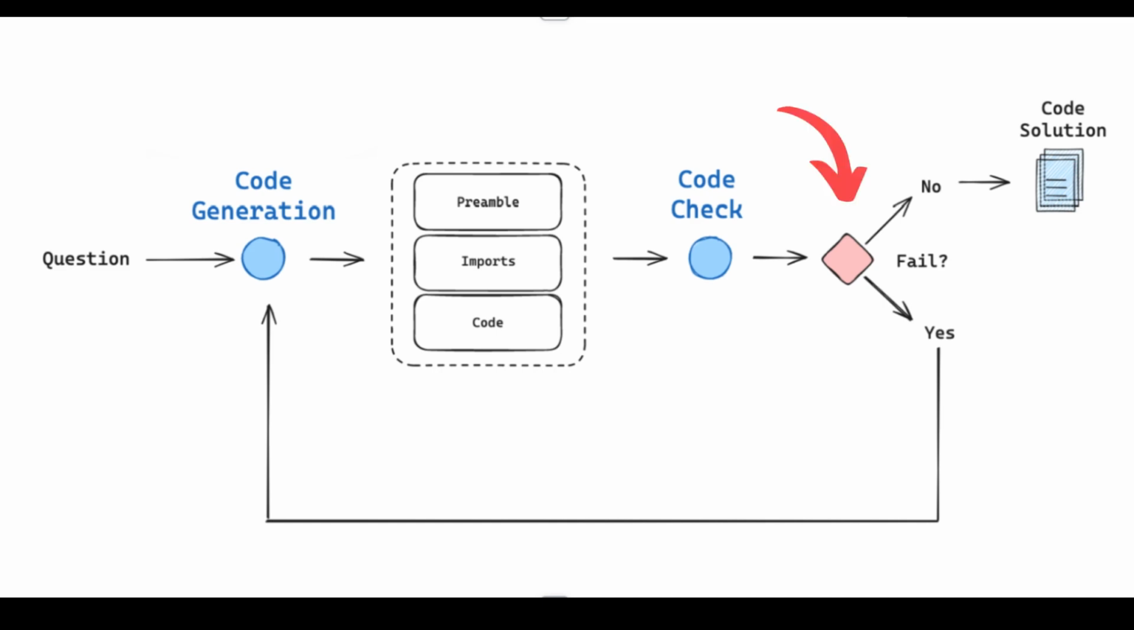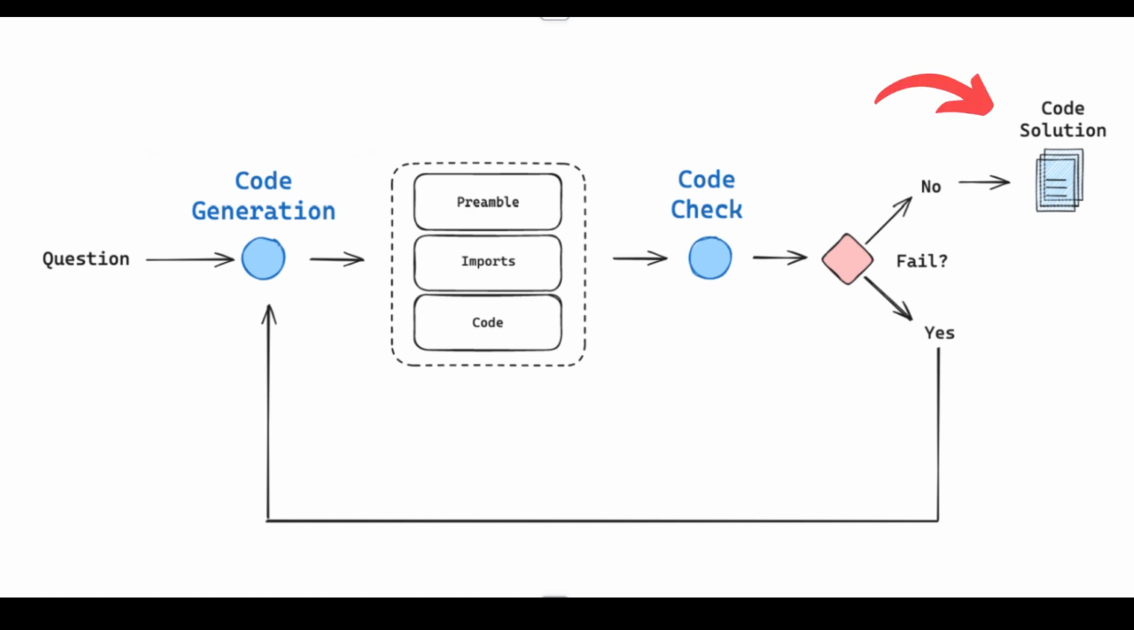Next is our decision point, or decision edge. This conditional edge is a crucial decision point. It basically asks, did the code fail? If no, the arrow leads directly to the code solution, or final working output. If yes, the arrow loops back to the code generation phase and allows the AI to learn from its mistakes and try again. The long arrow at the bottom, leading from yes back to the code generation, represents the iterative nature of our AI agent. It will keep refining and improving the code until it passes all checks.